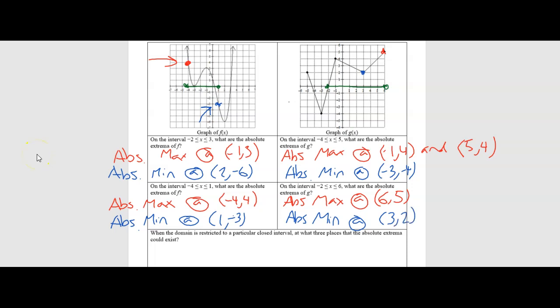So let's go ahead and wrap this up with our final question. When the domain is restricted to a particular closed interval, what are the 3 places that the absolute extrema could exist? I understand that sentence is not quite written grammatically correct, but what are the 3 places where the absolute extrema could exist? So think back through all of your examples. Where were those points located, and what was special about those different points? And I'll give you a hint. There are 3 things that we are looking for here.